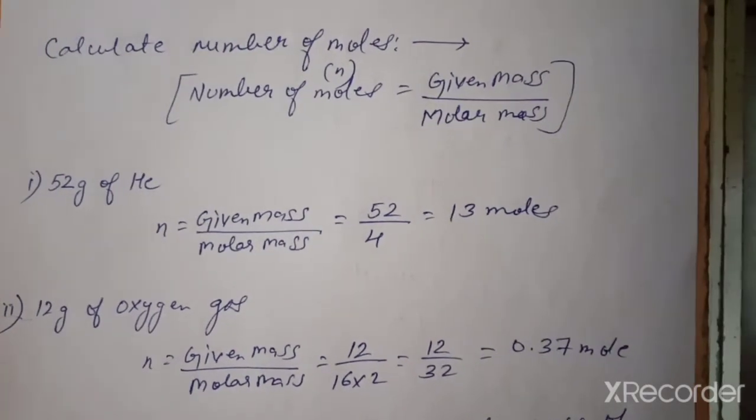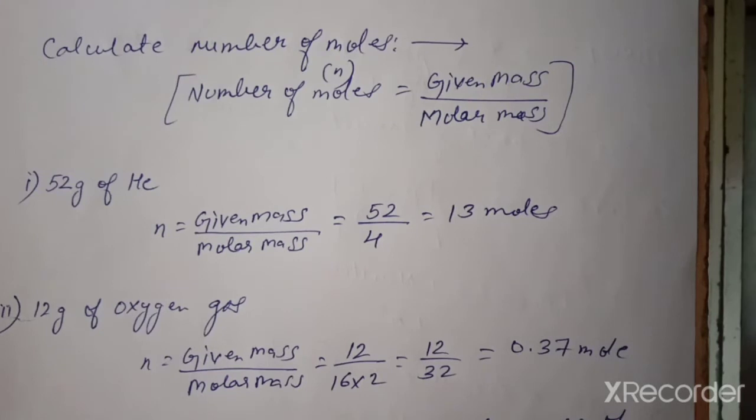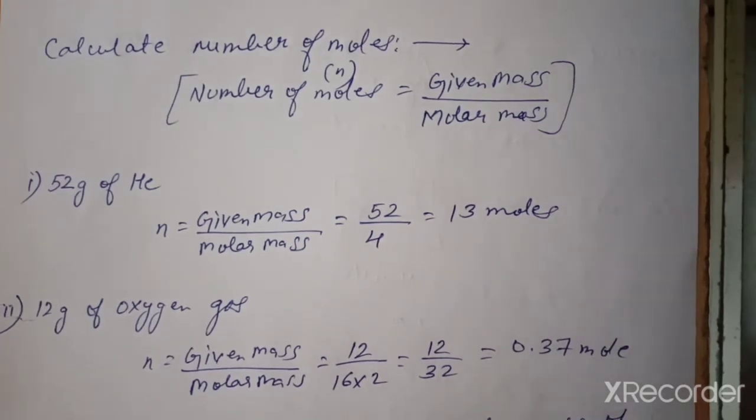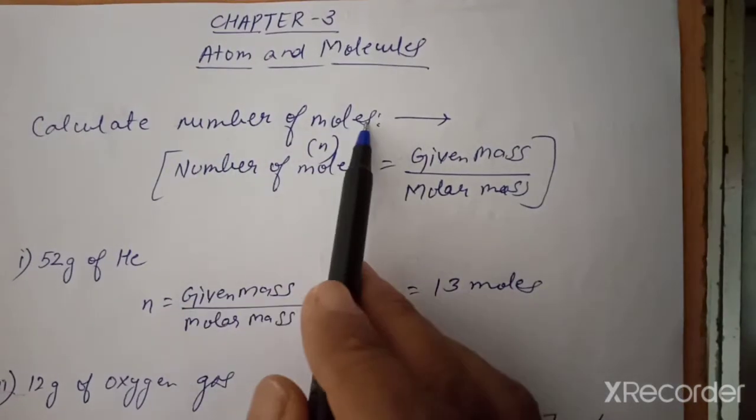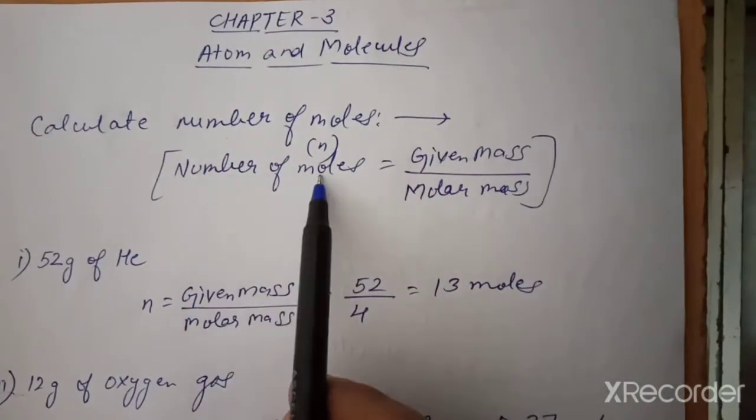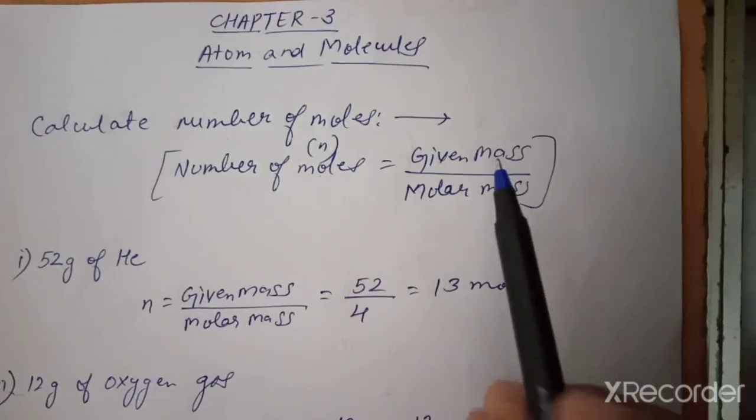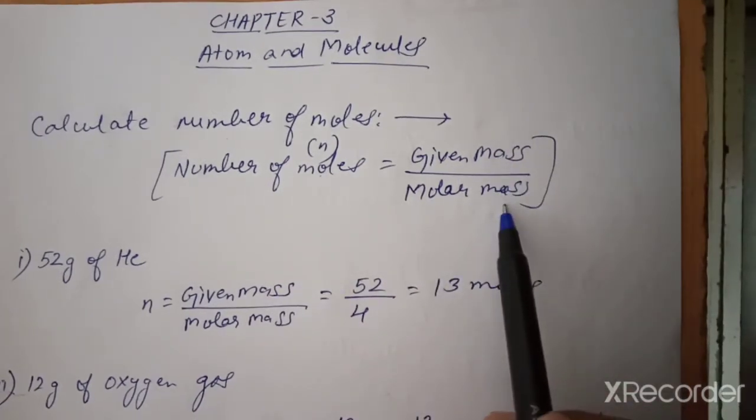Good morning students. In the previous class we have studied how to calculate the molar mass. Today we are starting the next topic, that is how to calculate the number of moles. To calculate the number of moles we will use the formula: given mass divided by the molar mass.